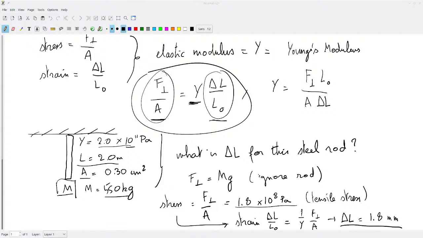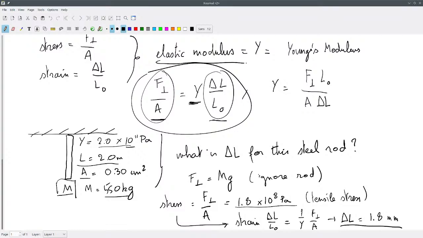We don't see strains that are on the order of 10%, except if you go to things like rubber bands and so on. But then it's probably better to not model this with an elastic modulus, you're probably better off modeling it with a different system, because the assumptions of this elastic modulus wouldn't be satisfied there.